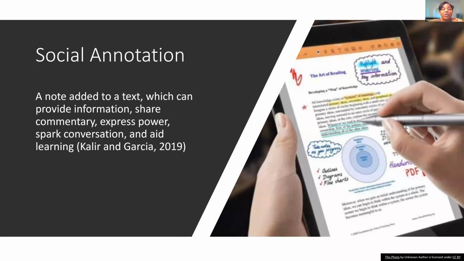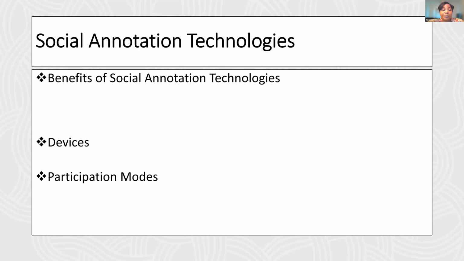I'm going to move on to social annotation. Social annotation is a great way to add a note to a text, which can provide information. Students can share commentary. They can express power, spark conversation, and aid learning. Social annotation can really be essential in promoting reading.